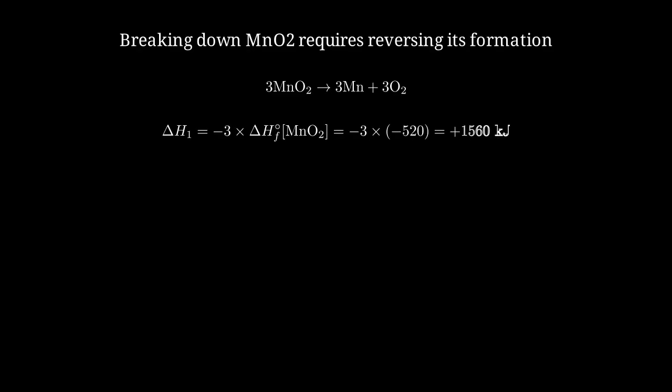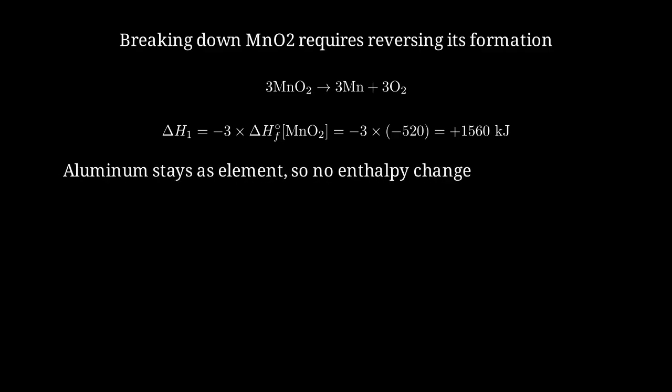Let's understand why everything is balanced the way it is. To break down manganese dioxide into elements, we reverse its formation reaction, which changes the sign of its enthalpy. We need 3 moles of manganese dioxide, so we multiply the decomposition by 3. Delta H1 equals negative 3 times the formation enthalpy of manganese dioxide, which equals negative 3 times negative 520, giving us positive 1,560 kilojoules. Since aluminum is already in its elemental form, there's no enthalpy change for this component.